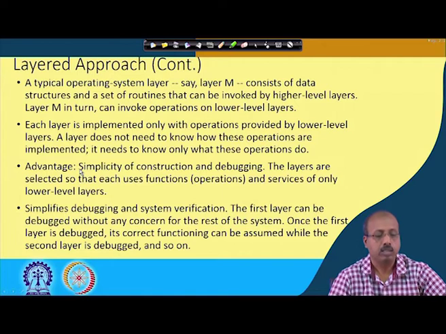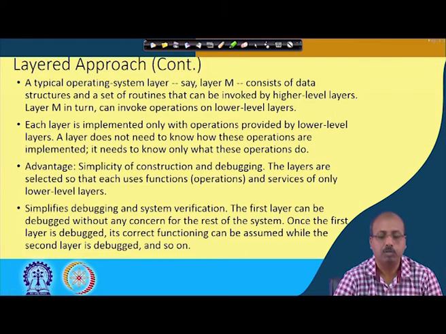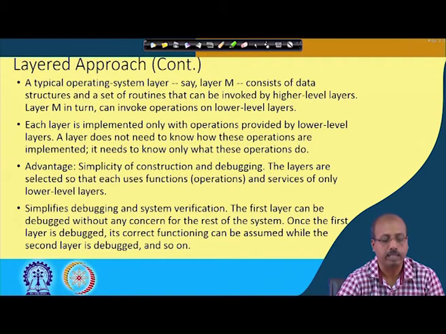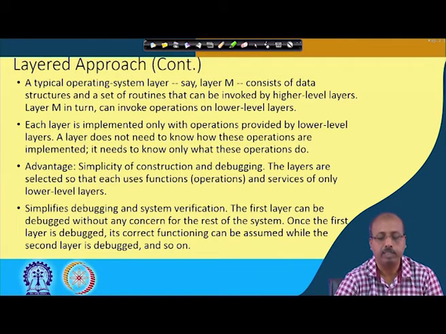So, in a typical operating system, layer M consists of data structures and a set of routines that can be invoked by higher level layers. So, this is what I was telling. At a lower level you implement some data structures and routines that are invoked by the higher level layers. Layer M in turn can invoke operations at lower levels. That is the complete hierarchy. Each layer is implemented only with operations provided by lower level layers. It will not try to do a step jumping, or bypass a lower layer and directly talk to the lowest level.